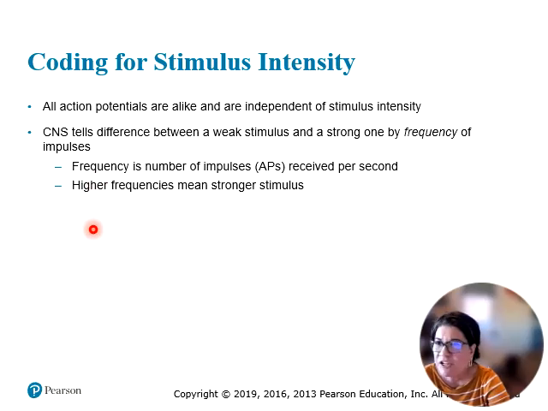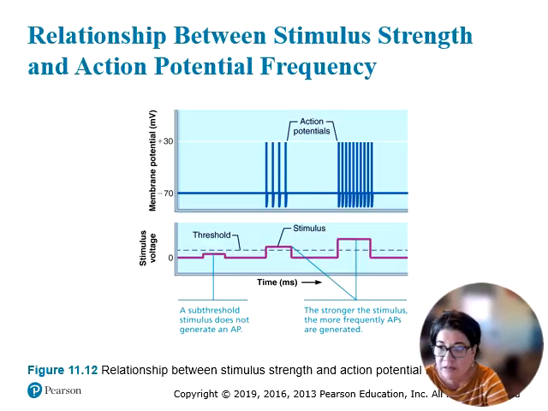Okay, all action potentials are pretty much the same. The charges are pretty much the same, all of that. But it can tell if it's a strong or weak stimulus because of how many impulses or how many nerves are being stimulated. So here's a whole bunch of action potentials, and the more action potentials that are generated, the more stimulus you're going to have.